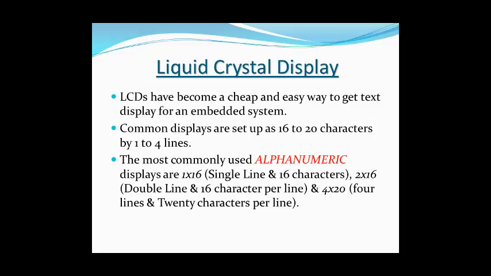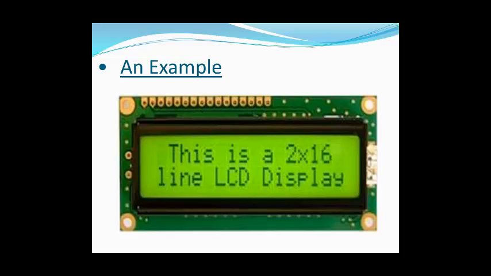Common displays are set up as 16 to 20 characters by 1 to 4 lines. The most commonly used alphanumeric displays are 1 by 16, that is single line by 16 characters, or double line and 16 characters per line, or 4 lines and 20 characters per line. This is a simple example of a 2 by 16 line LCD display.